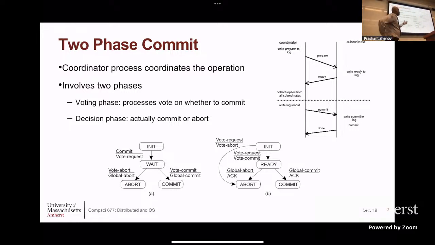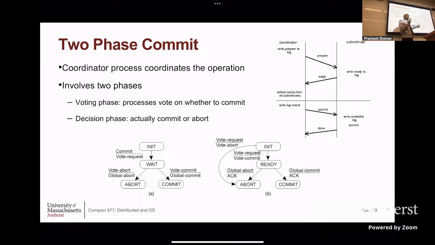Initially all the participants are in the init state. When you get the vote request from the coordinator, if this participant decides to abort the transaction, it sends an abort to the coordinator and directly goes to the abort state. The coordinator does not need to hear the results of the voting, because if this participant votes to abort, then everyone has to abort, so it can directly make the transition.